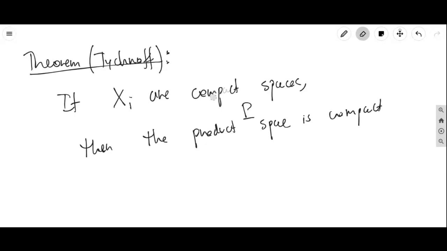You do not have to assume, by the way, that these spaces are Hausdorff. You do not assume that. And this is hard to prove. This is very hard to prove. I think this is like an entire chapter in Munkres.